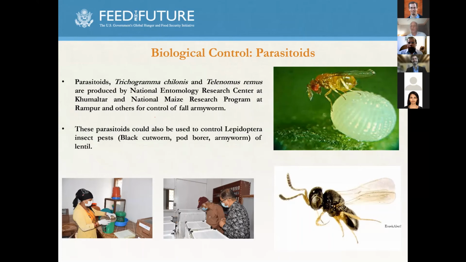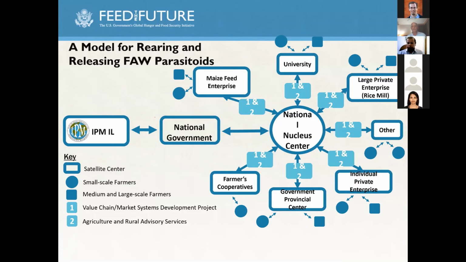Well, I come to the augmentative biological control. Already we have established 2 labs in Nepal, one at Kathmandu, another one at Rampur. They produce these 2 egg parasites, Trichogramma and Telenomus. And these parasites will attack all the caterpillar pests. So this is the model we are planning to establish in Nepal, establish a nucleus center at Kathmandu and a subsidiary center at Rampur, and establish other subsidiary centers in the provinces, either using government centers or government offices or laboratories or private institutions, then produce these parasites and release them in the field.